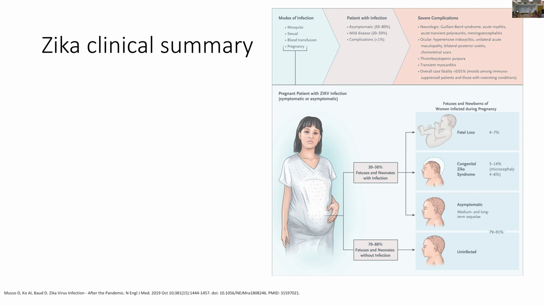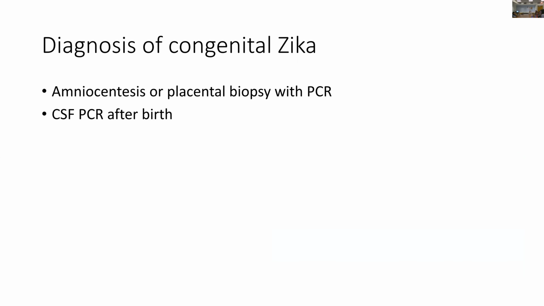Then for the pregnant woman, about 20 to 30% of fetuses and neonates will be infected, with low rates of fetal loss, 5 to 14% congenital Zika syndrome, with 4 to 6% microcephaly. And then a large number will be asymptomatic or uninfected. So how do we diagnose congenital Zika? It can be done with amniocentesis or placental biopsy PCR, or after the baby's born, you can do CSF PCR.